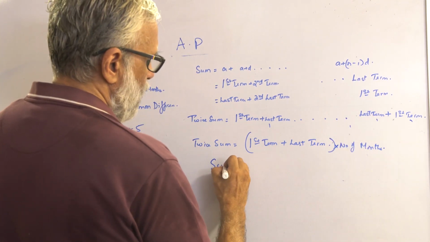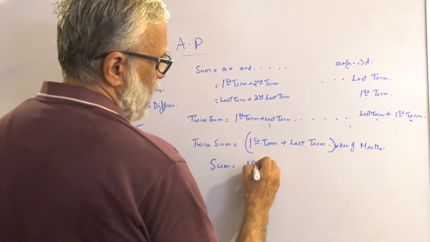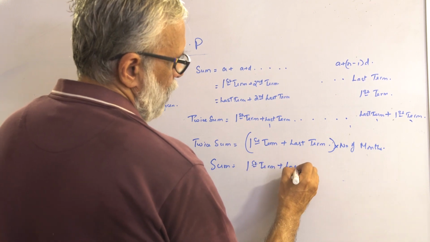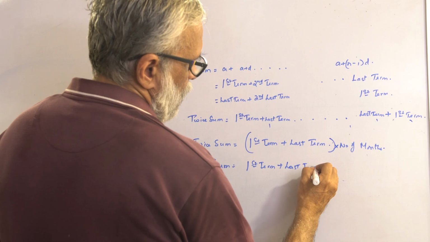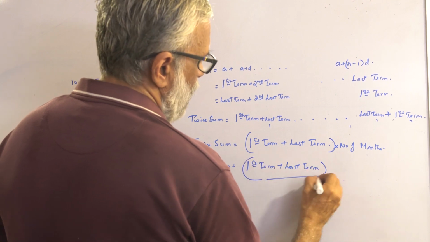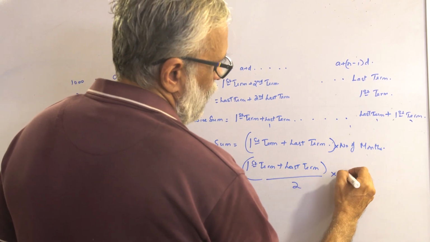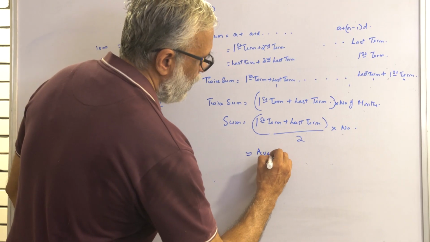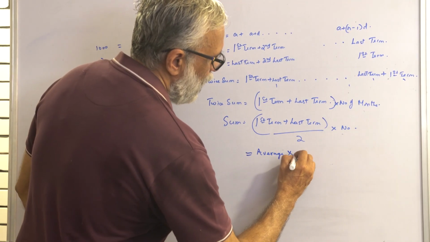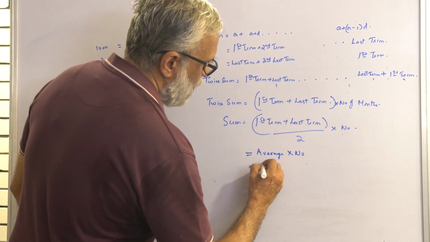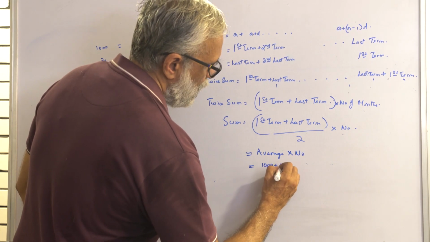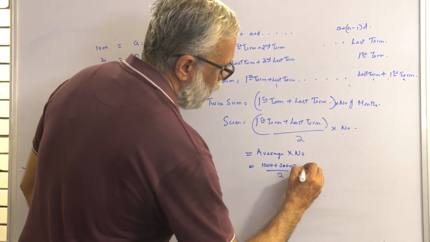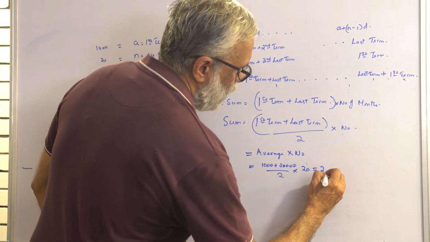So sum is equal to first term plus last term divided by 2 into number. The average into number, which is 1000 plus 20,000 divided by 2 into 20, which is equal to 2,10,000.